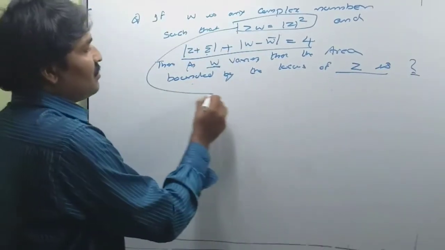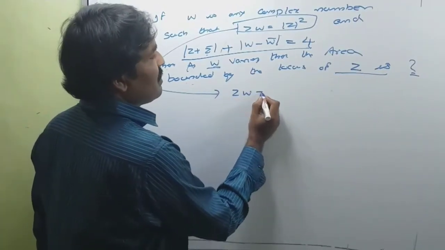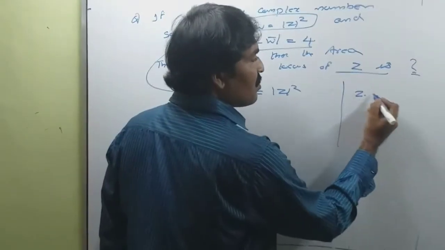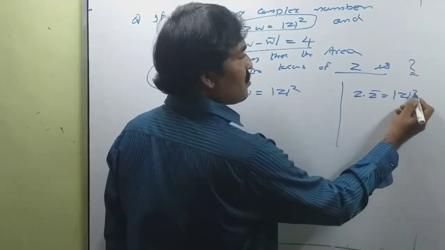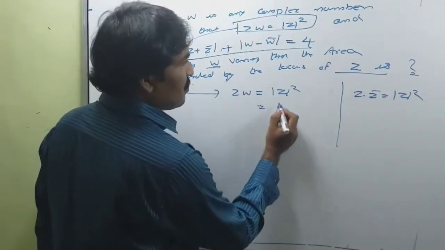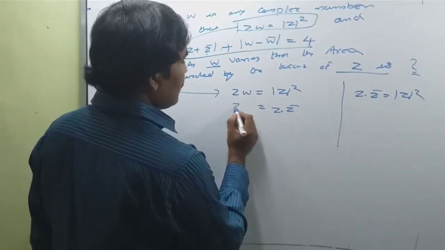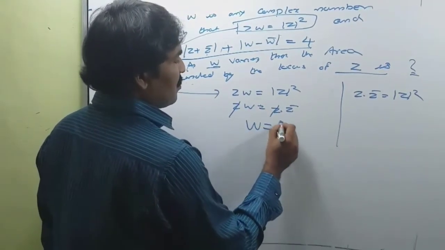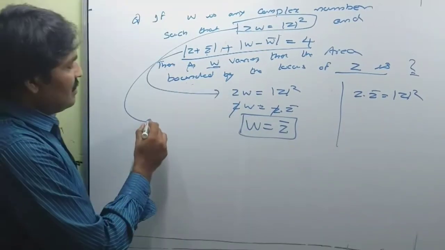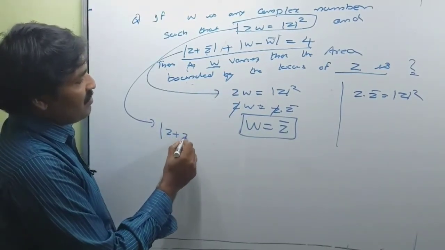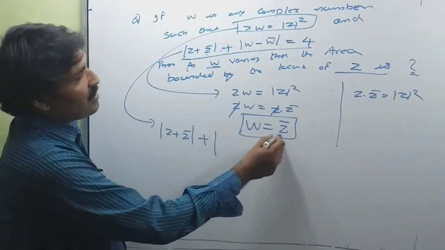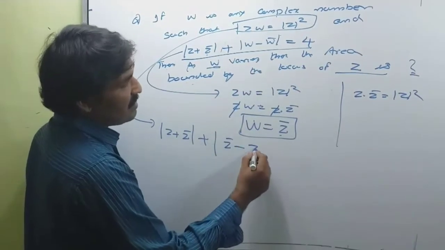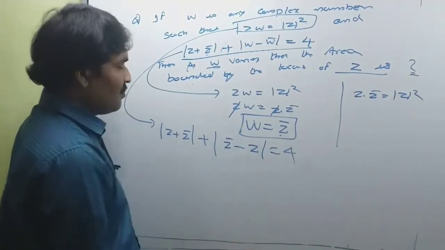We can write this as ZW is equal to mod Z square. And we know that Z into Z conjugate is equal to mod Z square. So we can write this as Z into Z conjugate. Here Z into W, Z and Z will cancel. So W is equal to Z conjugate. Mod of Z plus Z bar plus, W is replaced by Z bar, Z conjugate minus W conjugate, that becomes Z, is equal to 4.